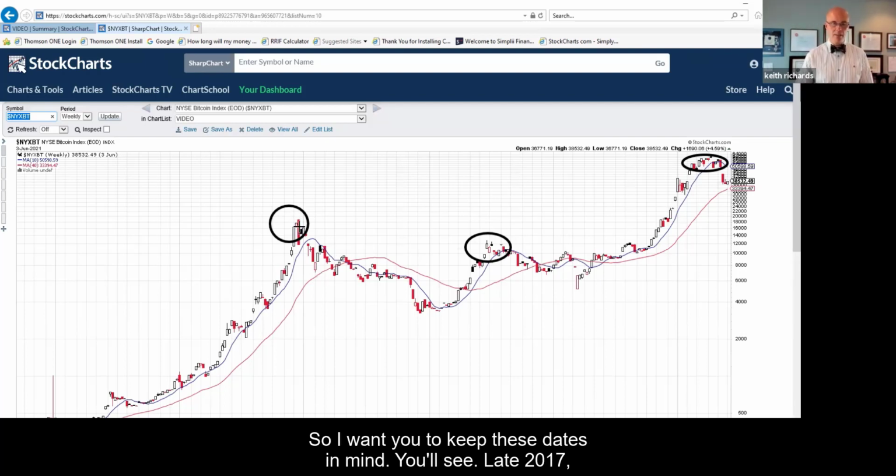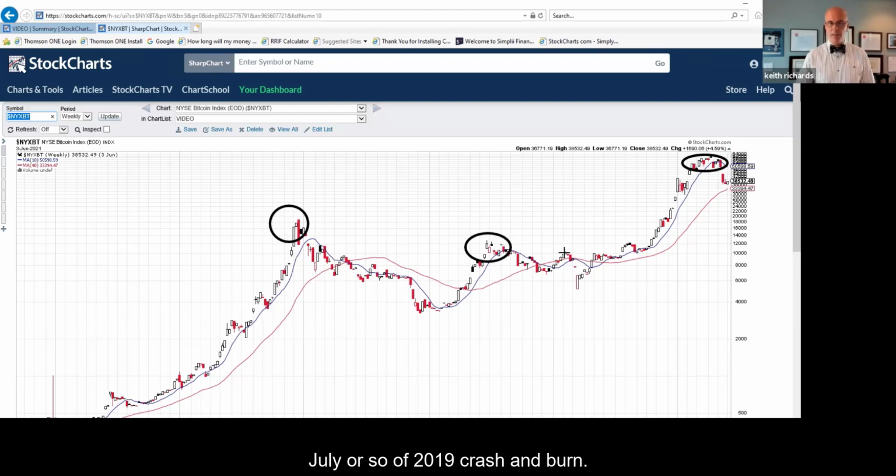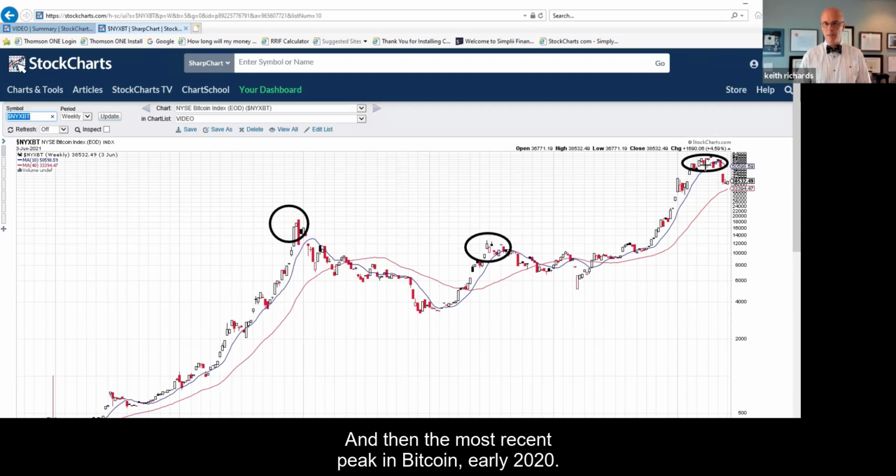You'll see late 2017, there was a peak in Bitcoin before it crashed and burned. Then we saw around the summer, July or so of 2019, crash and burn. And then the most recent peak in Bitcoin, early 2021, let's call it February. Okay, keep those dates in mind. Late 17, mid 19, early 2021.